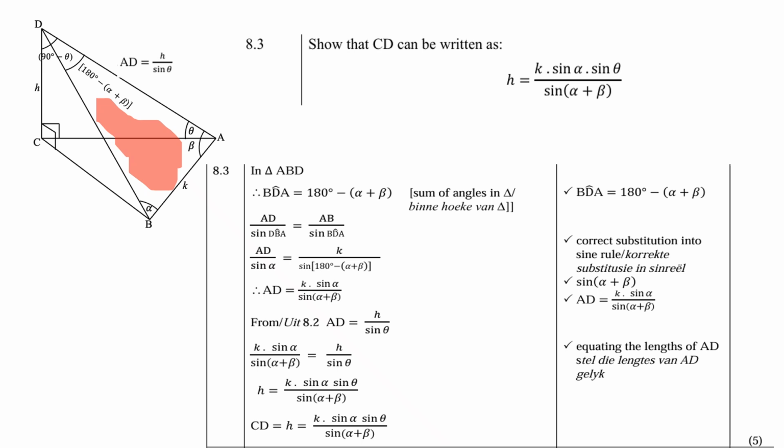But from the previous question, we also know that AD is H over sine theta. So therefore we can equate the two now. K sine alpha over sine alpha plus beta equals H over sine of theta. Now we can cross multiply and make H the subject. So therefore CD, which is H, is K times sine of alpha sine of theta over the sine of alpha plus beta.